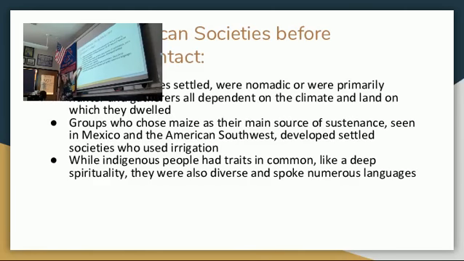Okay? So if you will go ahead and highlight the word maize and star the word maize, it's extremely, extremely important. Okay? Then if you will also highlight Mexico and the American Southwest, and we're going to talk about this a lot more in a second, but I'm just having you highlight the big things. And then if you will highlight settled societies, and then circle irrigation. This is a very, very important key concept that is talked about all the time on the AP exam.